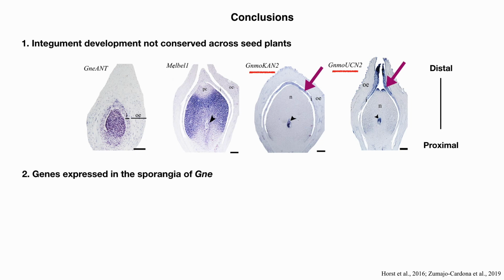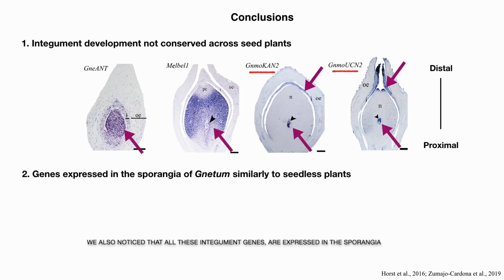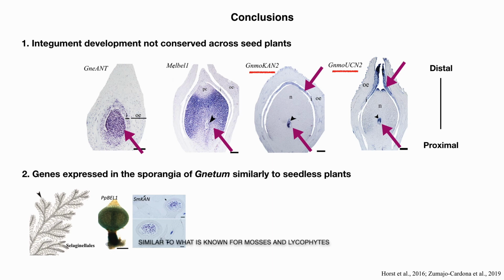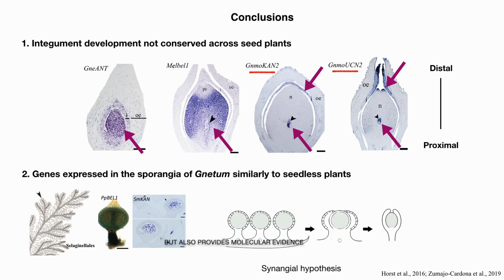We also notice that all of these integument genes are expressed in the sporangia, similar to what is known for mosses and lycophytes. And so this suggests that these genes were co-opted from a sporangia developmental network, but also provides molecular evidence for the origin of the ovule as a result of sterilization and fusion of sporangia.